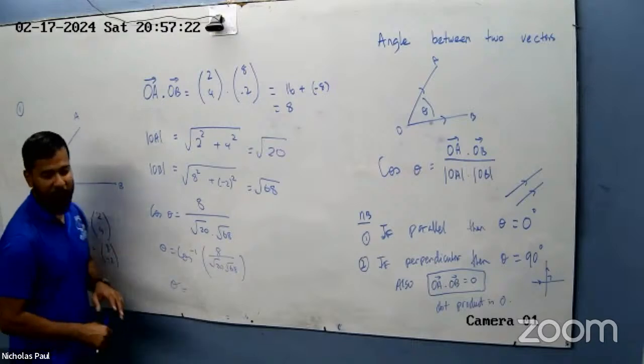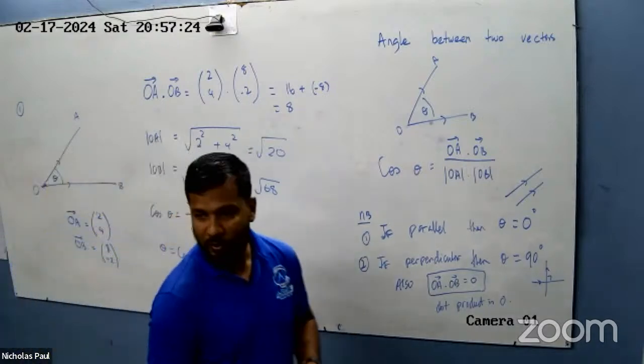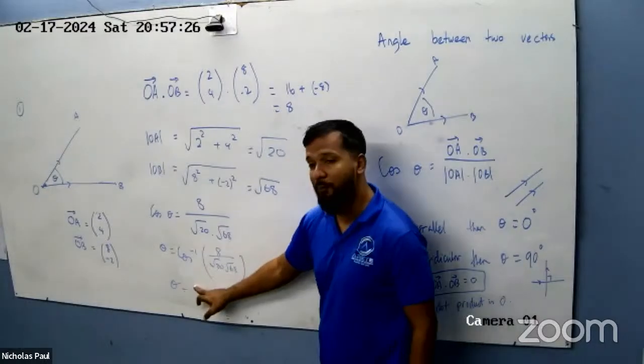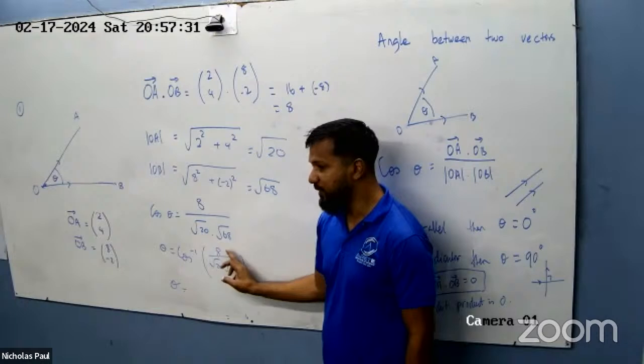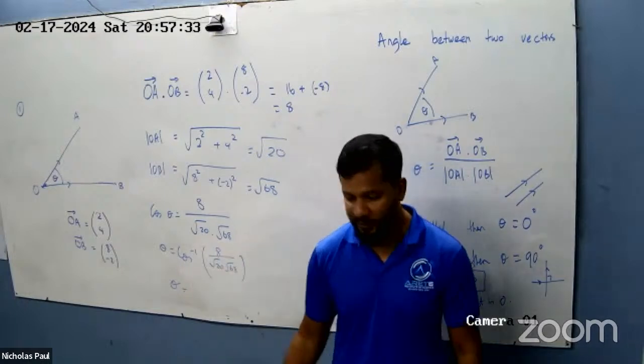And we'll get the answer in degrees. Go to the calculator, cos inverse. If you have a Sharp calculator, work out this first and then find cos inverse. Just like that.